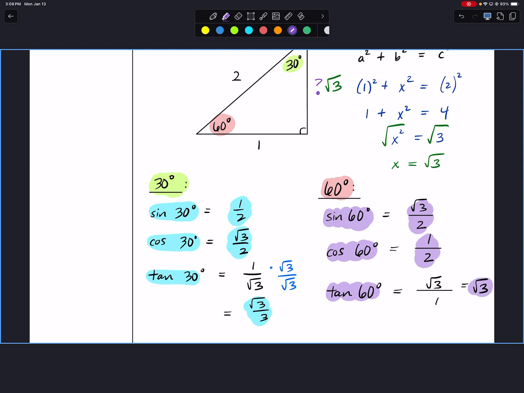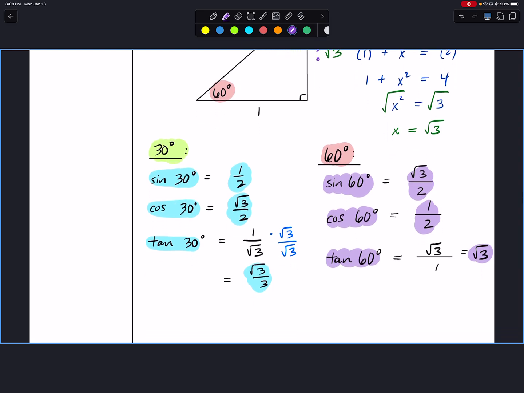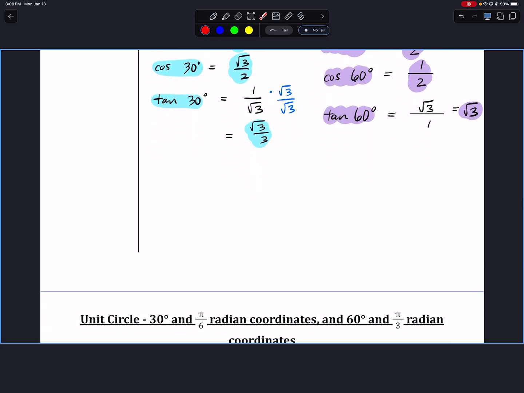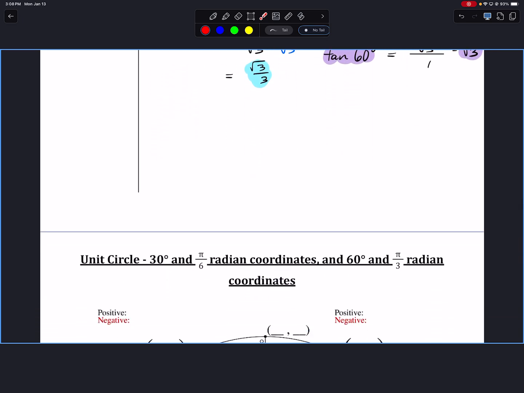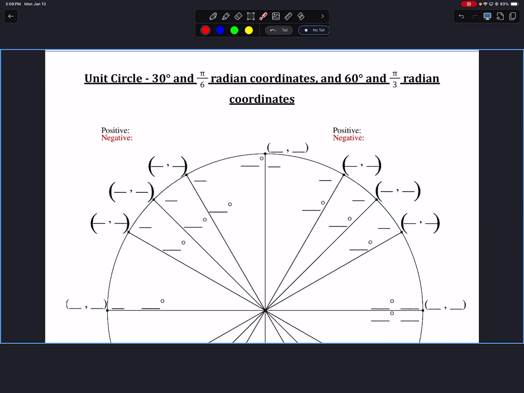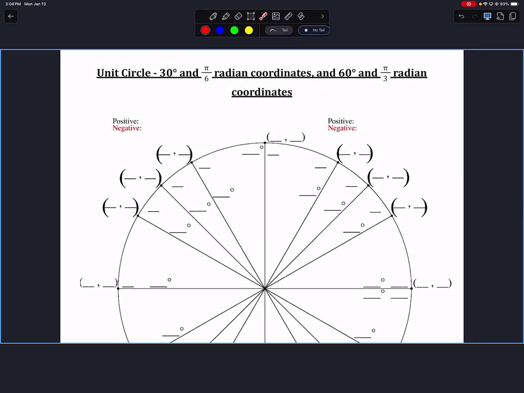Do you guys notice something about the sines and cosines? Yeah, they change places, right? Tangent, this is the reciprocal of this. So they just flip upside down. Okay? All right. So now that we know all the 30s and 60s, we're going to do the same thing with your mini unit circle. We're going to fill it out, and yeah, the other little one you have, and then we're going to transfer everything to the big one.